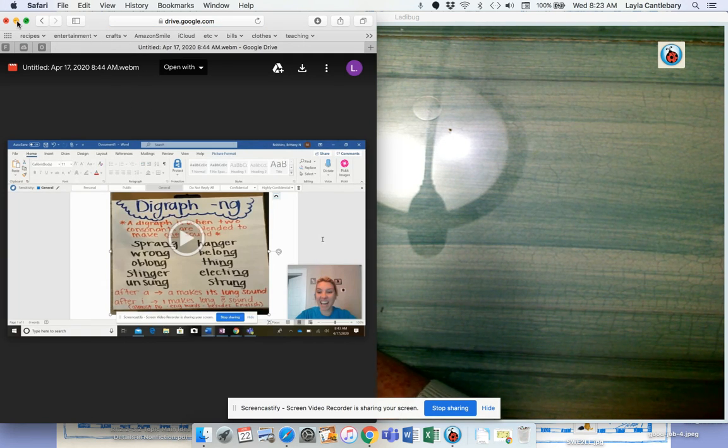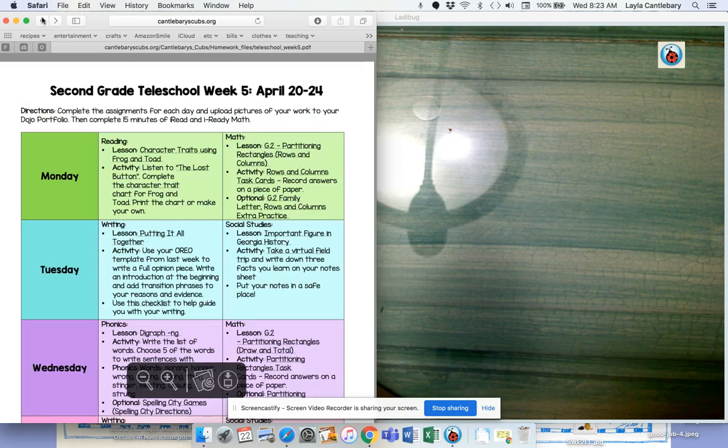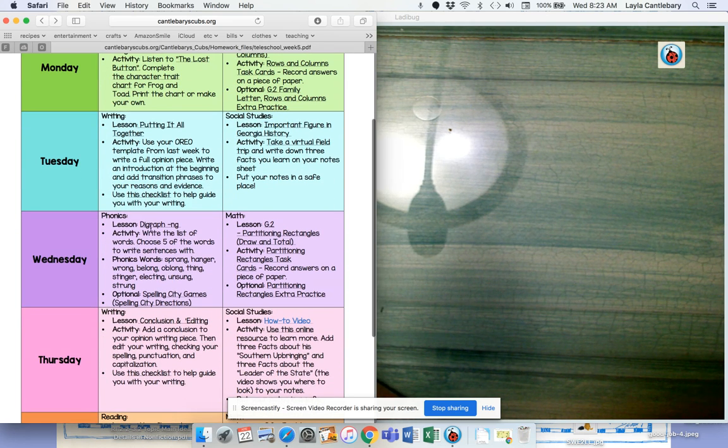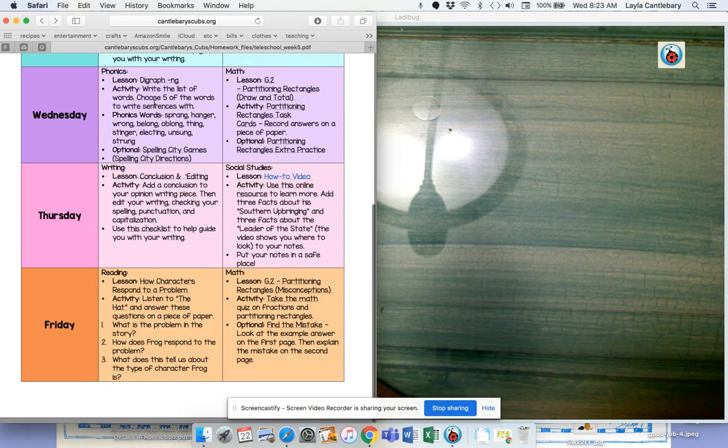Miss Robbins' lesson on the digraph NG. You're going to watch that, and then on a piece of paper, you are going to do what you've done hopefully every week for phonics, if you're awesome and brilliant, which is you're going to write a list of words. You're going to write these words, and then you're going to choose 5 of the words to write sentences with. So again, you're going to write these words, and then choose 5 words to make sentences with.